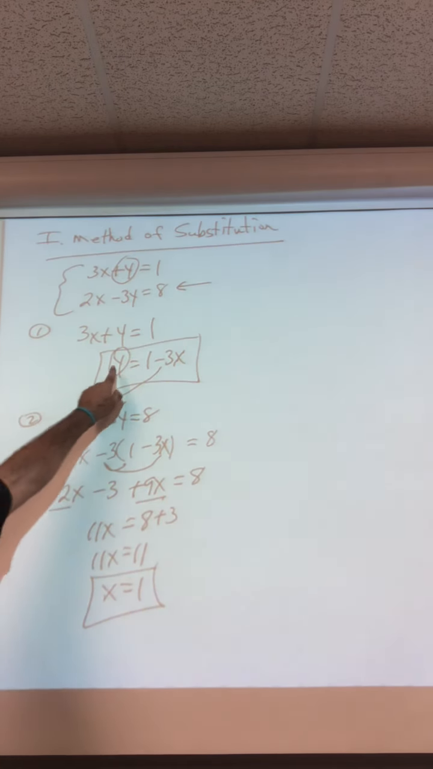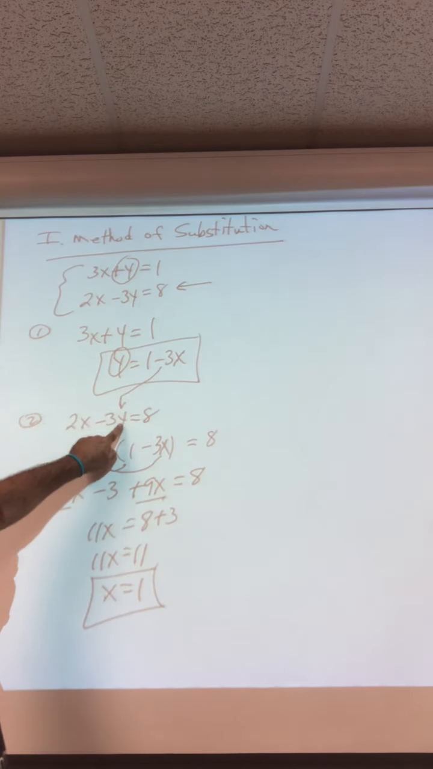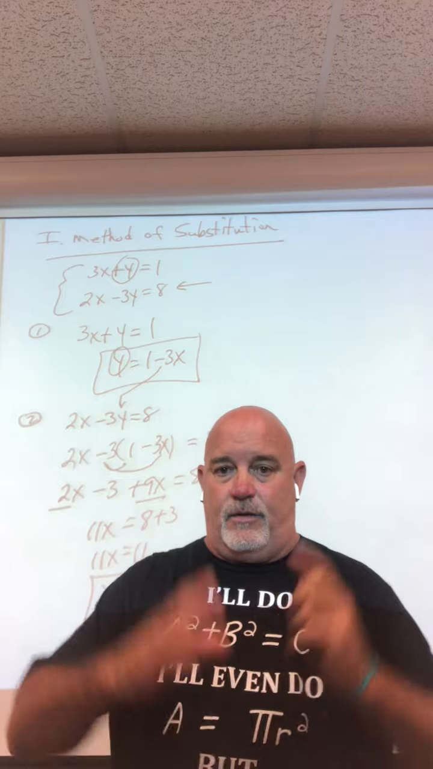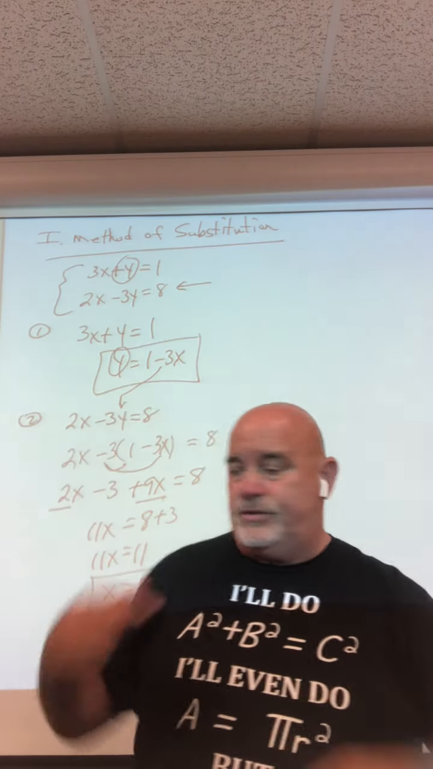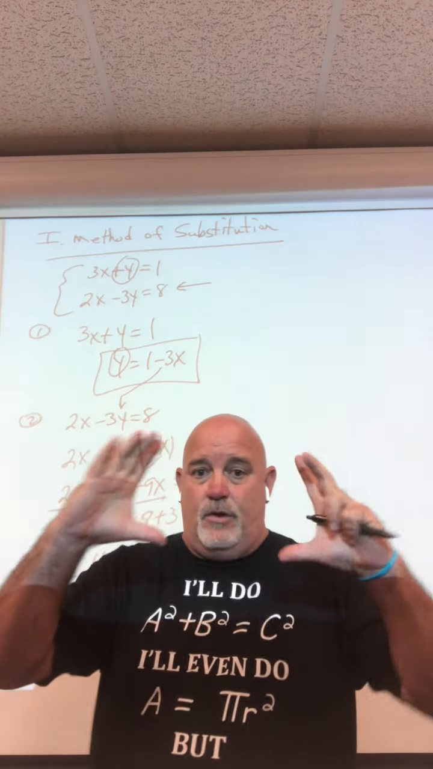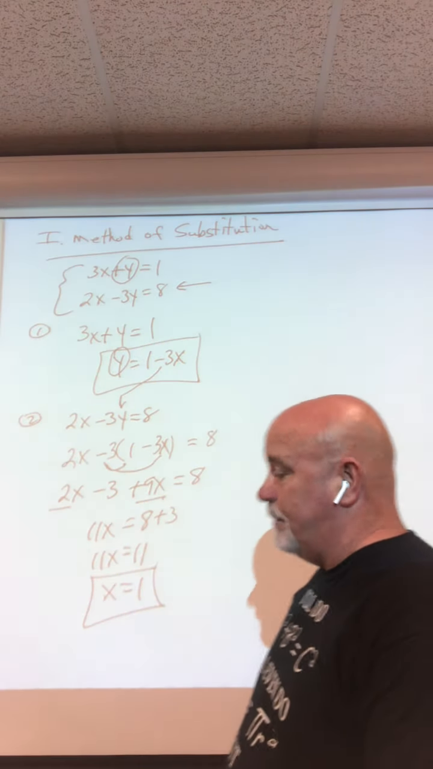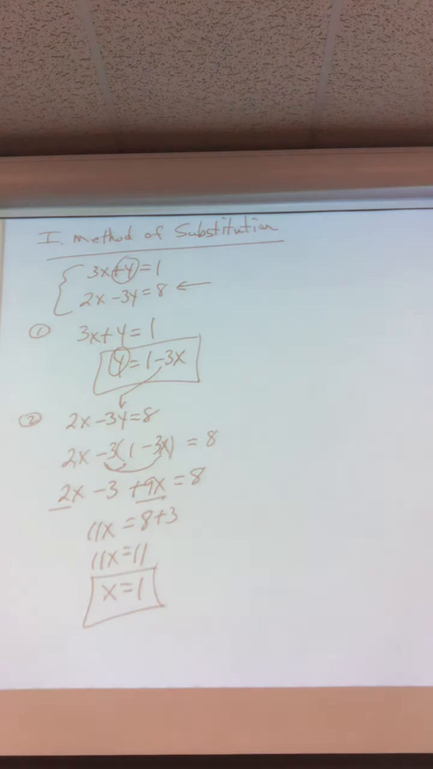Okay, so substitute what you did from step 1 into the other equation and solve. All right, we're halfway there. We have one of the numbers. We have the x number. Remember, we're looking for where they cross. Okay? Now, step 3, write this down.